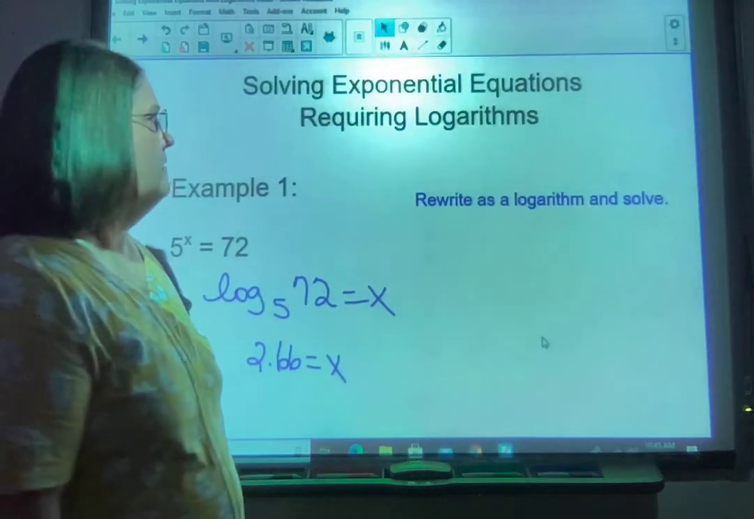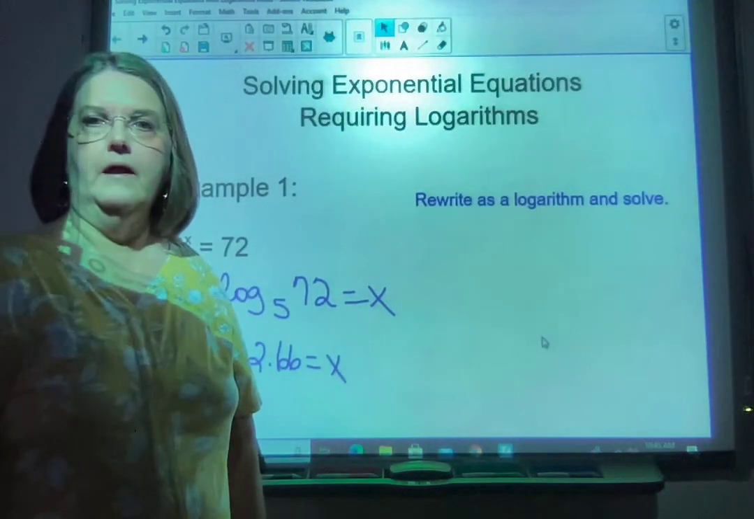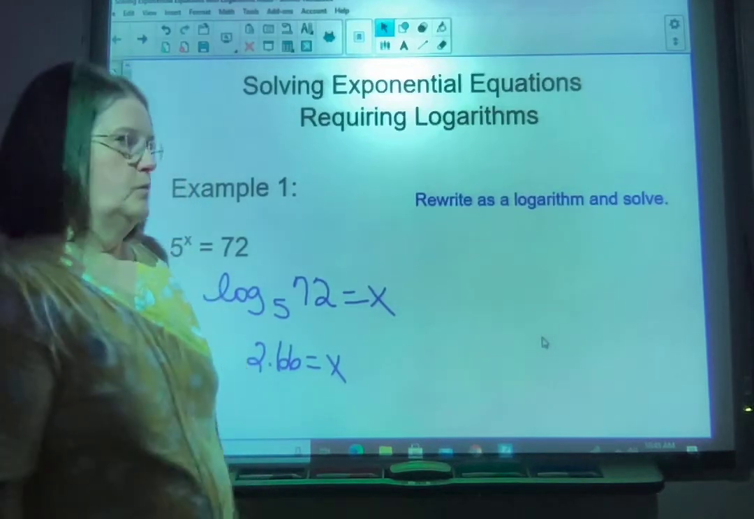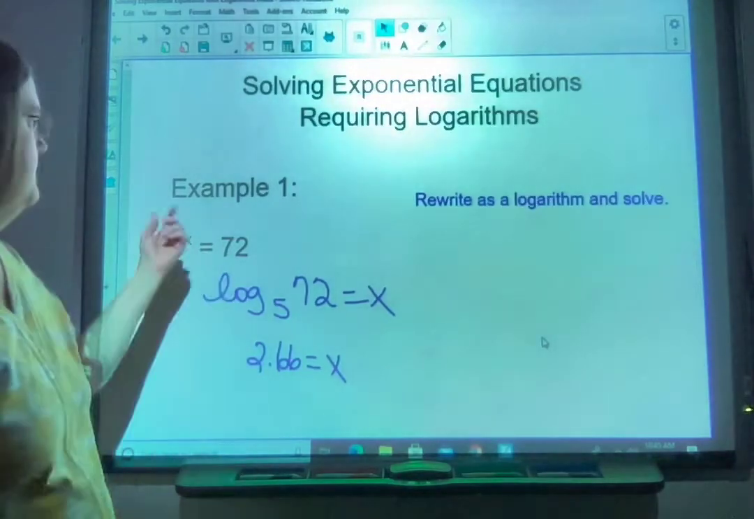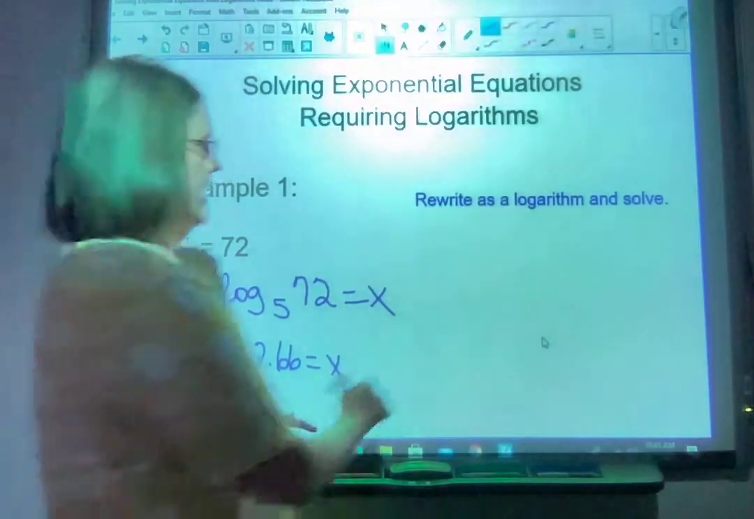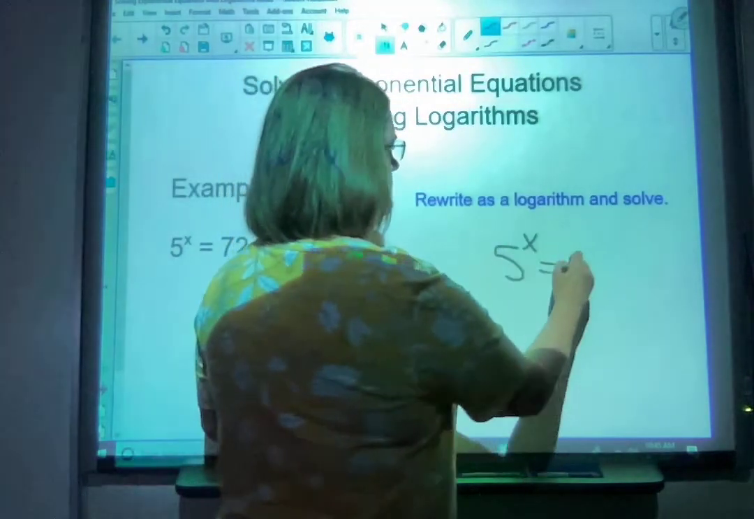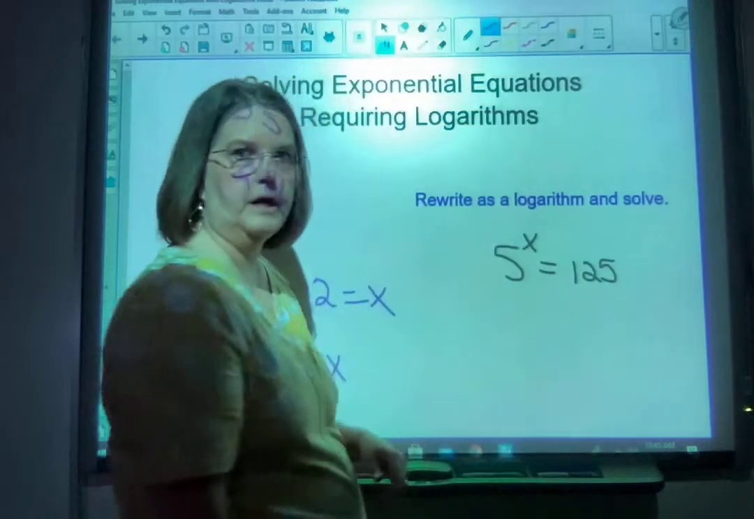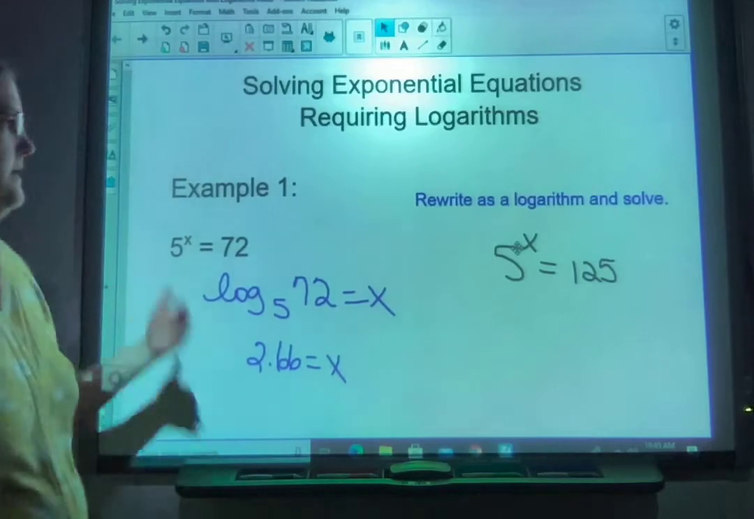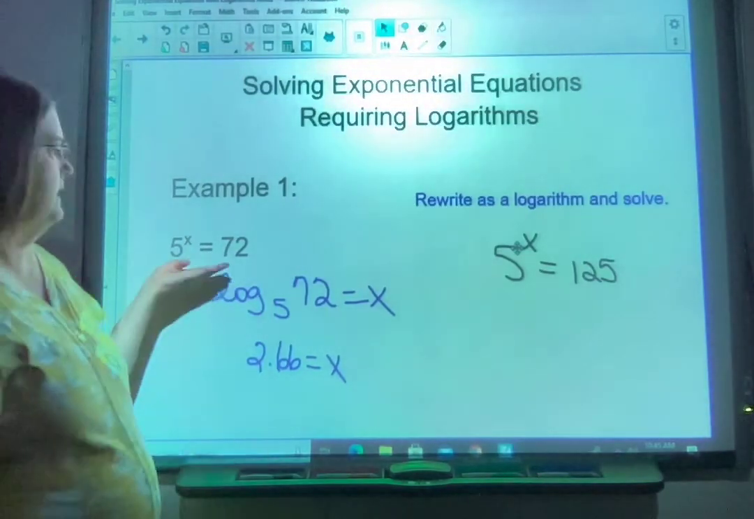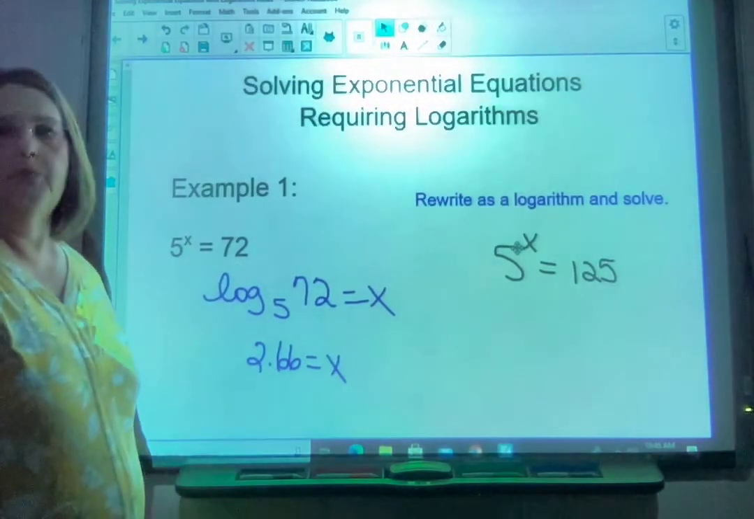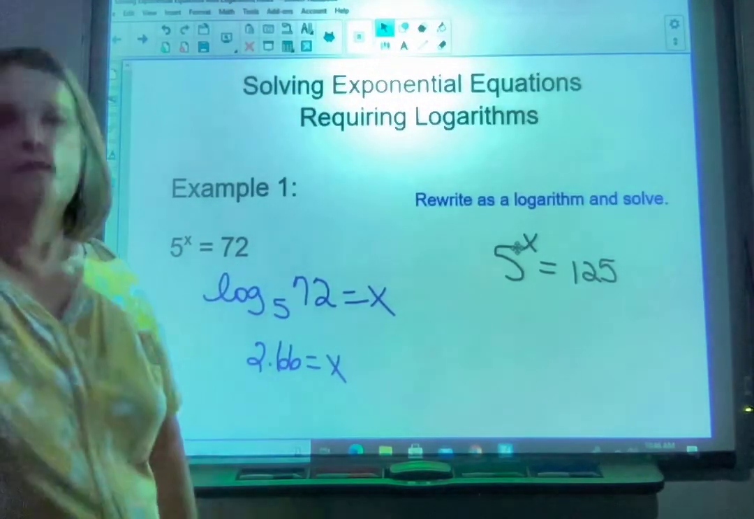Okay, we began solving exponential equations that require a logarithm. You know that they require a logarithm when you can't think of the base to a power that equals what you're looking for. So, like, if I have 5 to what power equals 125, I know that's 3, because 5 times 5 times 5 is 125. But there is no integer power that I can take this to. 5 to the x power equals 72. There's no integer power.